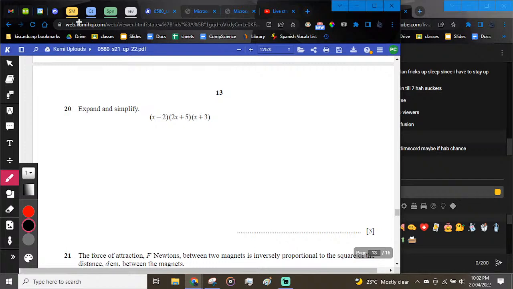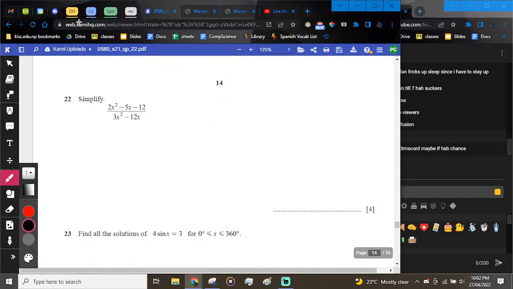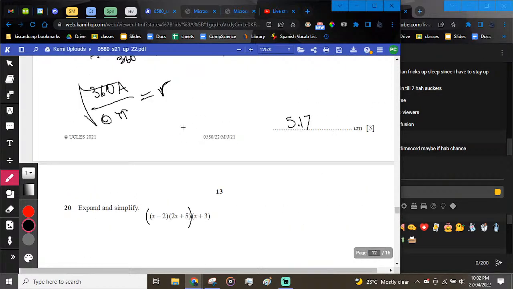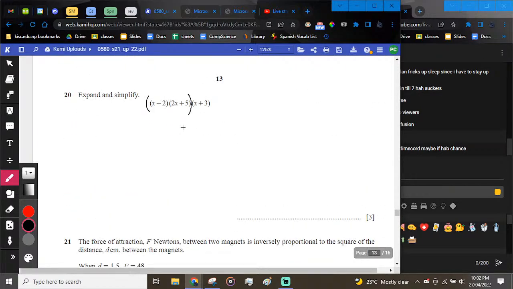Expand and simplify. First, we can ignore this. Actually, don't scratch it out, you need to read it later. And just do the first set of brackets first, because they're first. Get it? x times 5 is 5x. Minus 2 times 2x, minus 4x. Minus 2 times 5, minus 10. Big bracket, x plus 3.